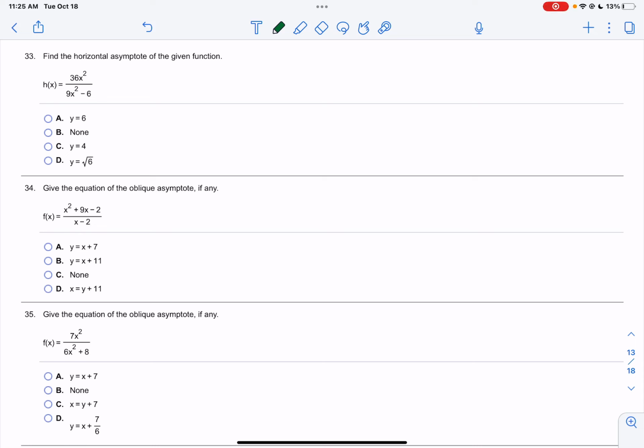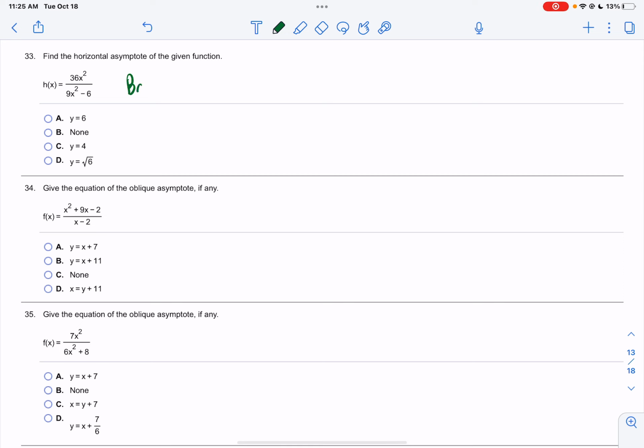Number 33, find the horizontal asymptote of the given function. H of x equals 36x squared over 9x squared minus 6. To find horizontal asymptotes, you want to know if the function is top-heavy, bottom-heavy, or balanced. By doing that, you look at the degree of the numerator and the degree of the denominator.